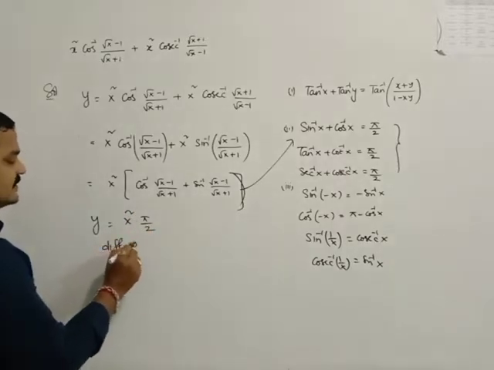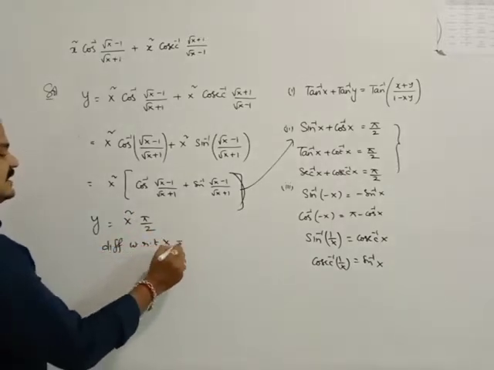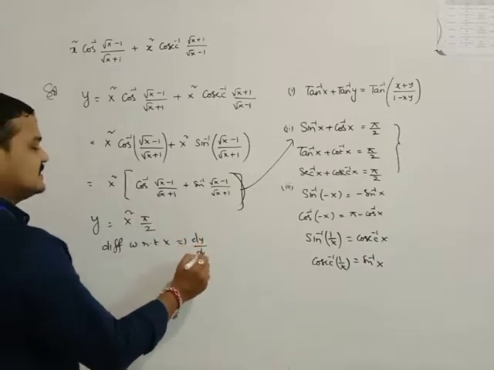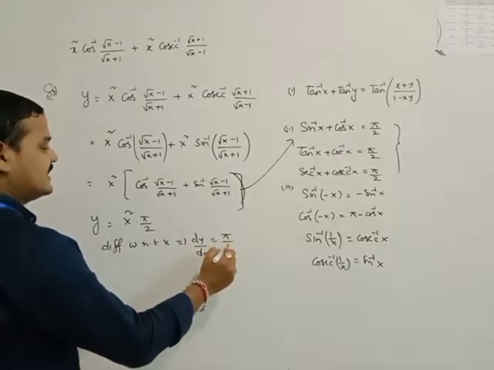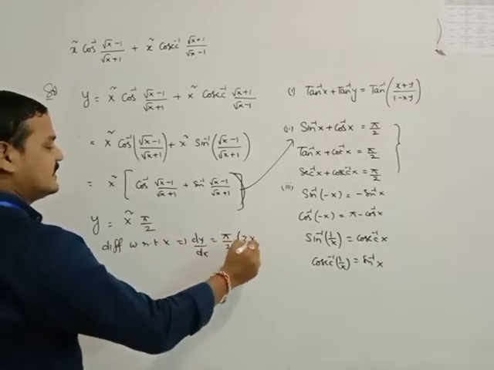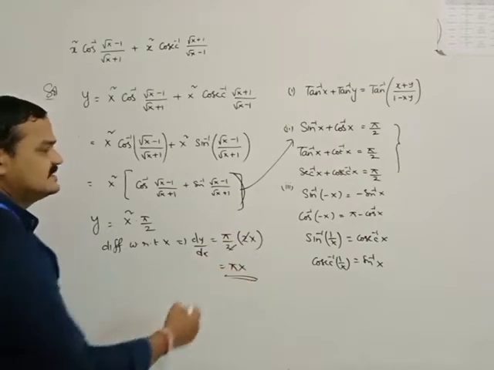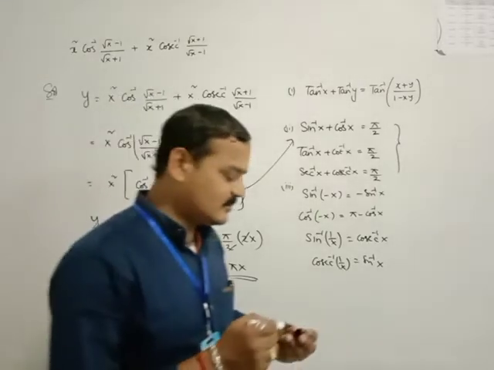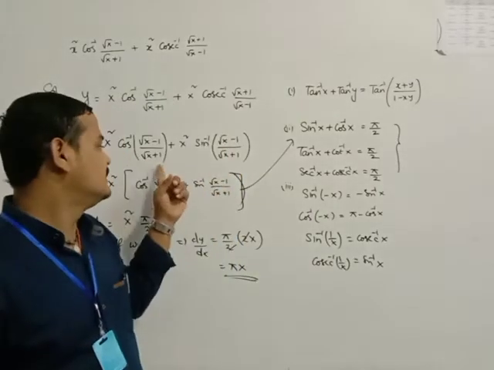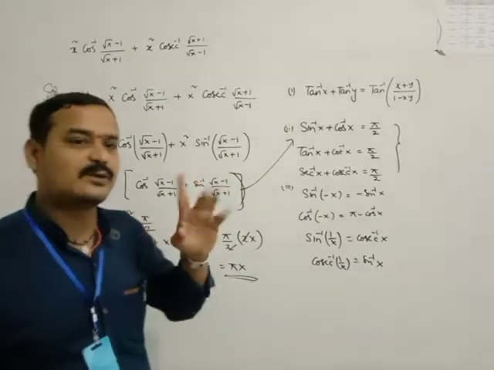Now differentiate with respect to x. Then dy by dx is equal to pi by 2, which is a constant, take it outside, and the derivative of x square is 2x. Both can be cancelled. The answer is pi x. A very easy question, but only if you know the one formula: sin inverse x plus cos inverse x is equal to pi by 2.